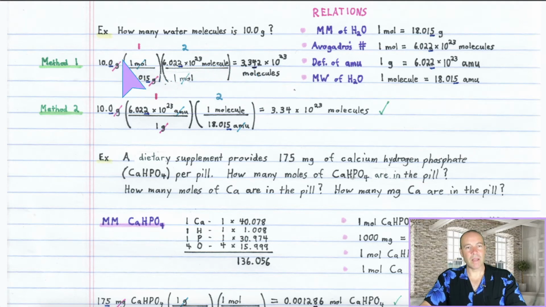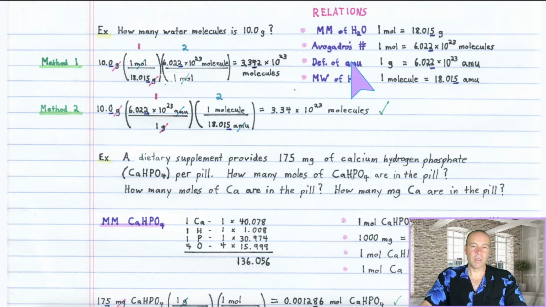And doing the calculation, 10 over 18.015 times Avogadro's number gets you 3.342 times 10 to the 23rd. This rounds to 3.34 because we started with 3 sig figs for the mass. So 3.34 times 10 to the 23rd molecules.